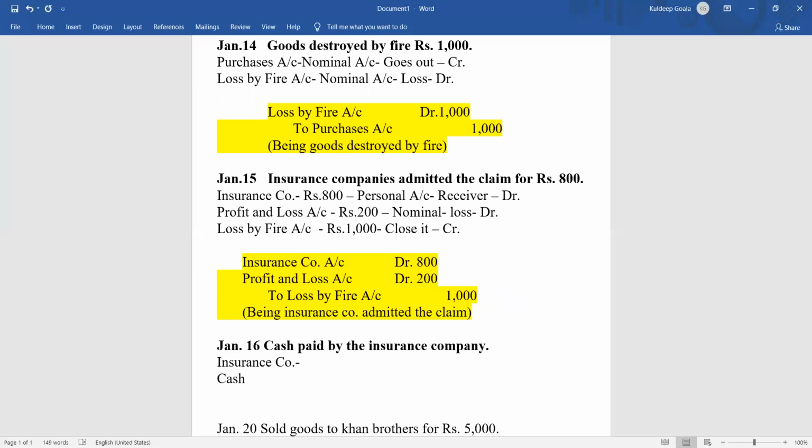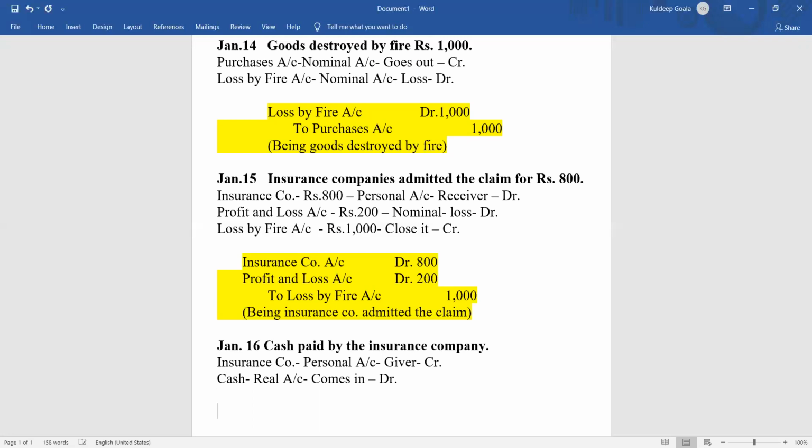One is the insurance company, we know it is a personal account, and cash, we know it is a real account, right? So we know the rule now: personal account, debit the receiver, credit the giver. They are the giver here, so the giver will be credit. And cash is a real account. Debit what comes in, credit what goes out. It is coming in, so it will be debit. Money is coming into the business, right? The insurance company is admitting the claim, so money will come into the business.